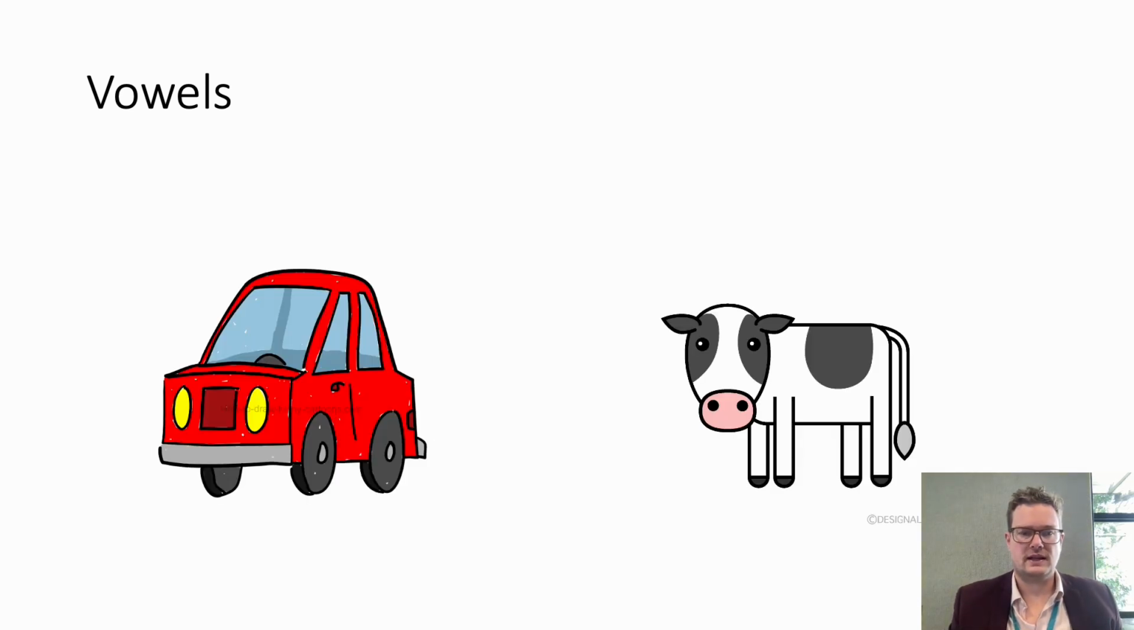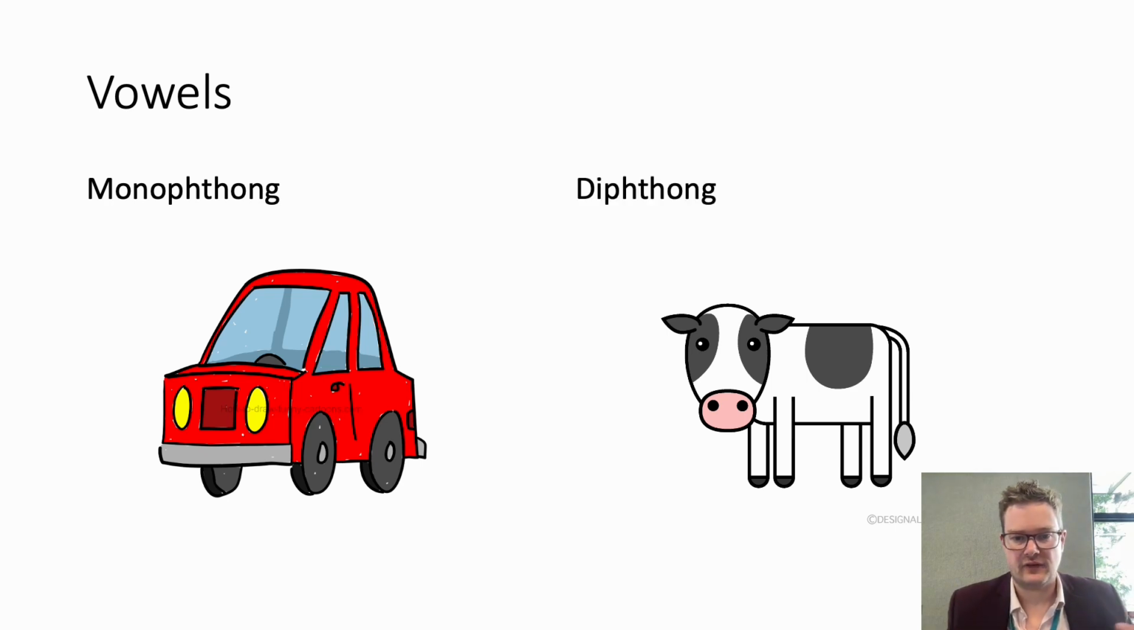So you've got on the left, you've got car, which for us is just a nice clear monophthong. It's one ah. But cow has two vowels joined together. So that's a diphthong. Cow.